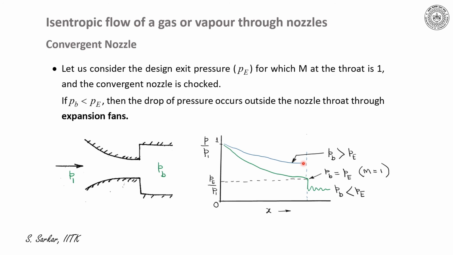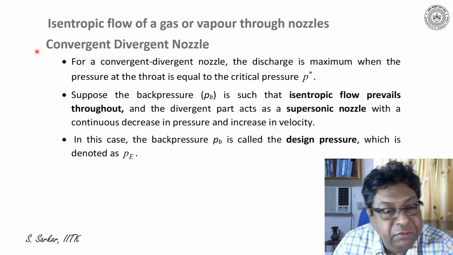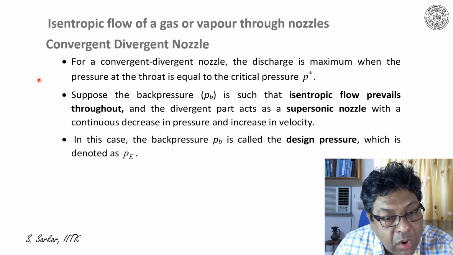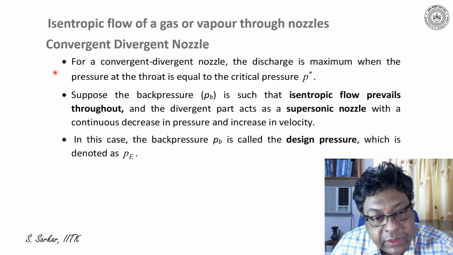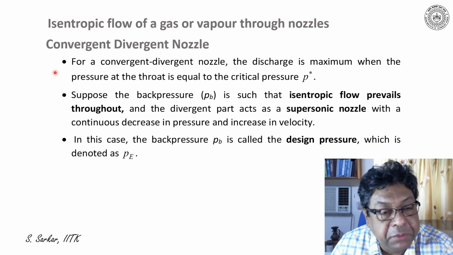Now, when back pressure is less than PE, the pressure drop within the nozzle would be the same as when the back pressure is equal to PE, and the Mach number at the exit would be equal to 1. However, the pressure drop occurs outside the nozzle in this case through an expansion fan. Now let me consider the convergent divergent nozzle. For a convergent divergent nozzle, the discharge is maximum when the pressure at the throat is equal to the critical pressure P star.